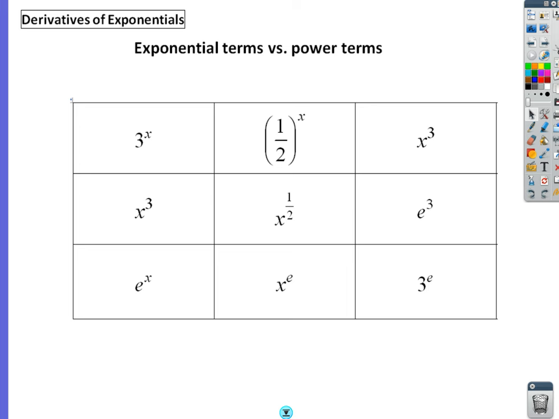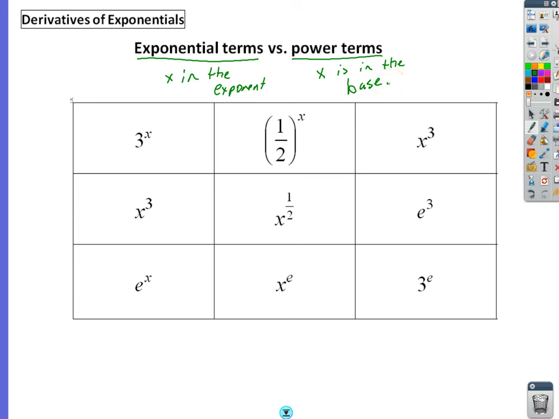And what I want you to do here is first be able to identify what is exponential versus a power term. Okay, so there's a couple of things I want to do here. So here we go. So how do I determine exponential terms? Exponential terms are going to have x in the exponent. Power terms are going to be where x is in the base.